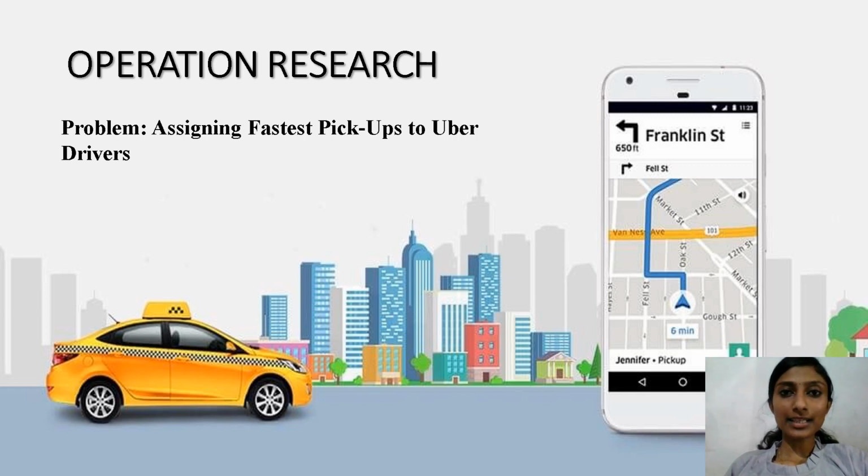Today we can see a real life problem that is solved using operation research methods. The problem is assigning fastest pickups to Uber drivers. Uber is one of the famous transportation companies. They have the problem of assigning their drivers to pickups. They need fastest pickups. Uber found the solution for this problem using operation research methods. They take the assignment algorithm to solve this problem. Throughout this presentation, we can see an introduction to Uber and the problem definition and solution.